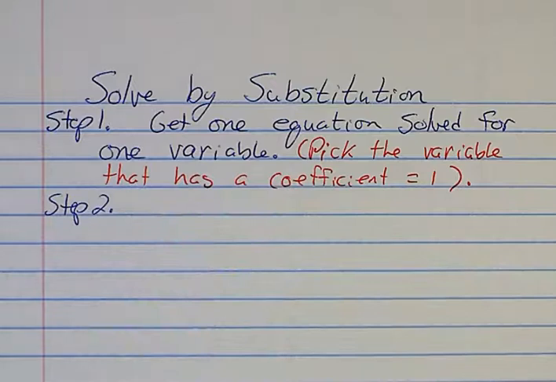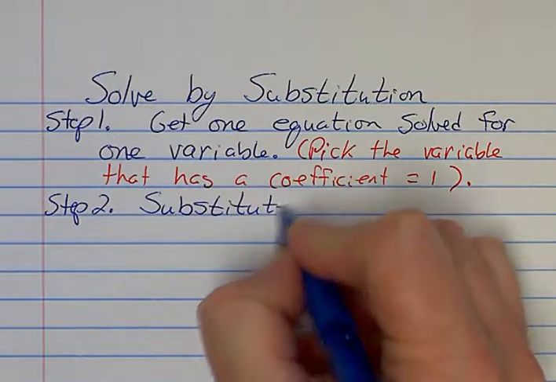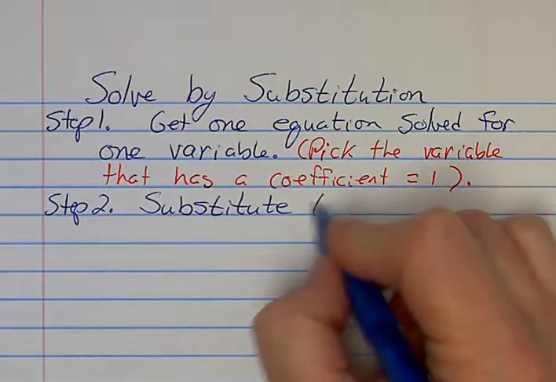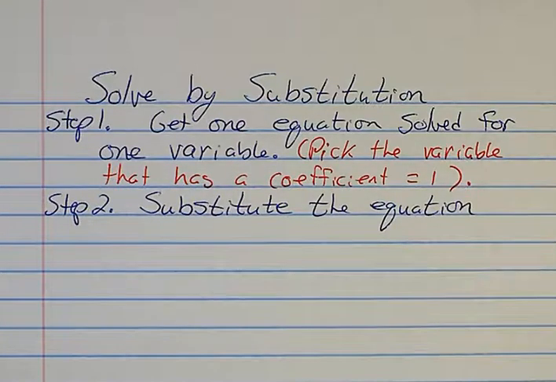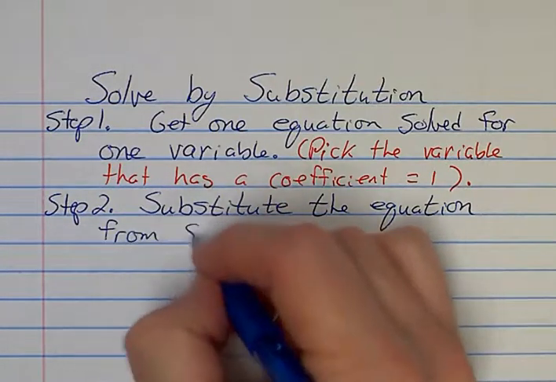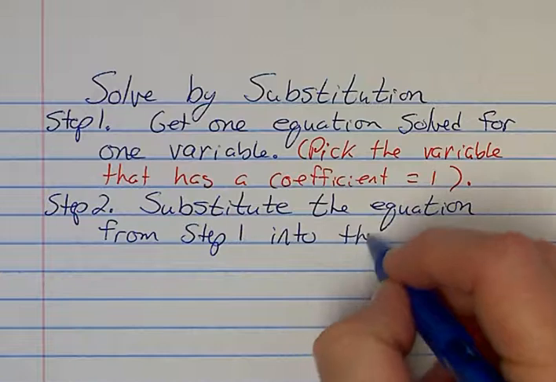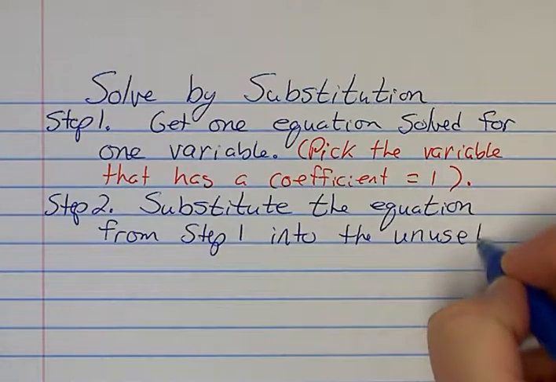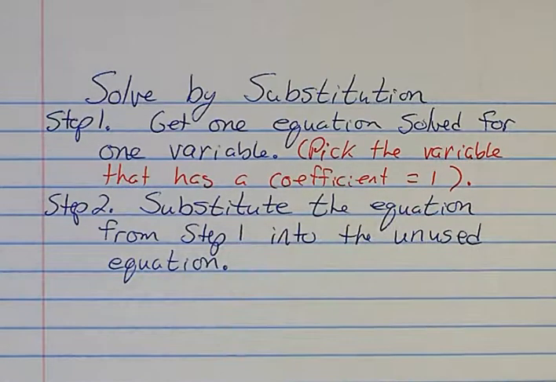Alright, step 2. You're going to substitute. That's what's called substitution. So you're going to take the equation from step 1 and substitute it into the unused equation. Because we have 2 equations. If you solved one equation, you haven't done anything to the other equation, so that would be our unused equation that we're talking about.